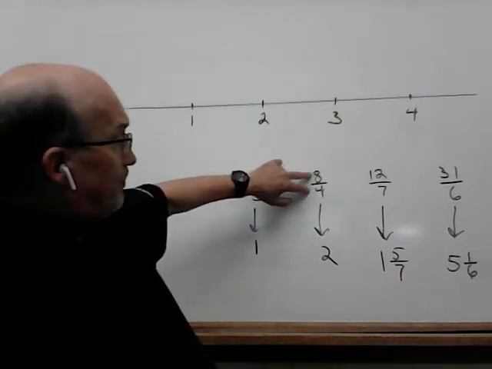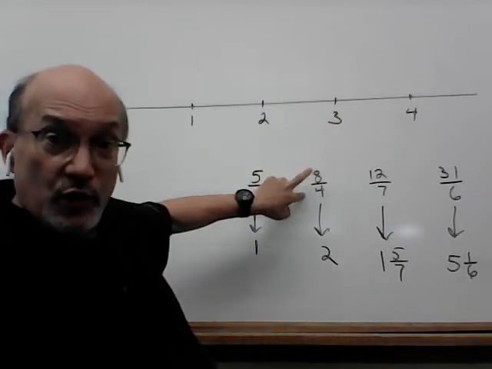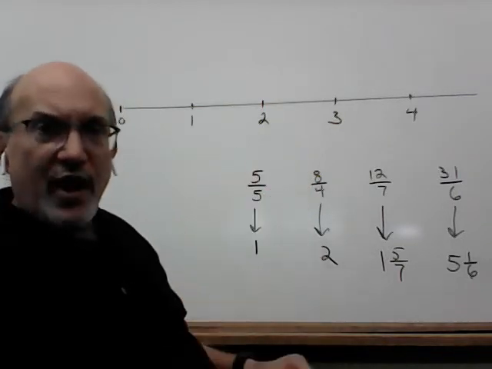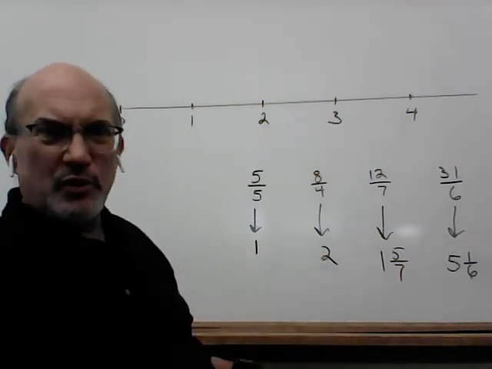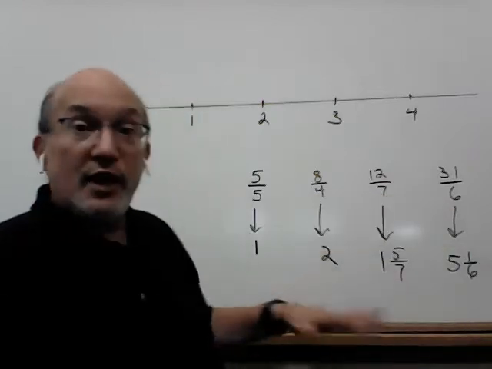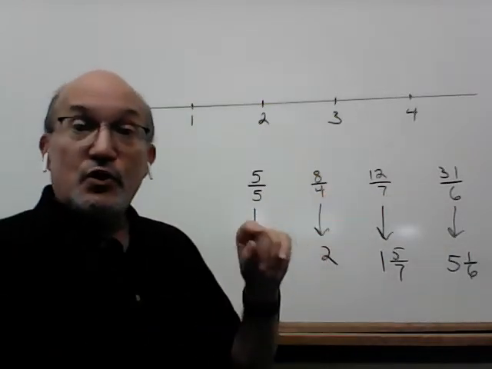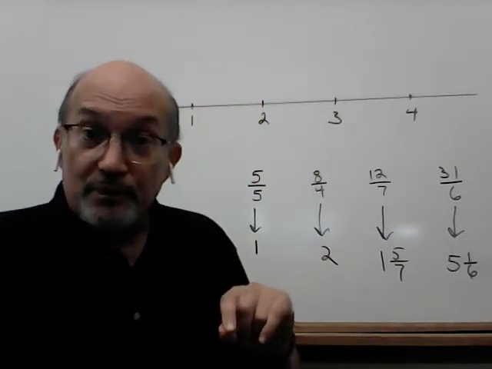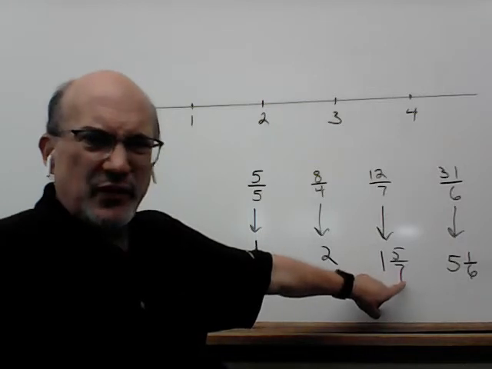In this case, the numerator is 8, denominator 4. The numerator is greater than the denominator, improper fraction. 8/4 happens to be equal to the whole number 2. These arrows that I've written down here are equal signs. 12/7 is not a whole number, but it can be expressed as 1 and 5/7.